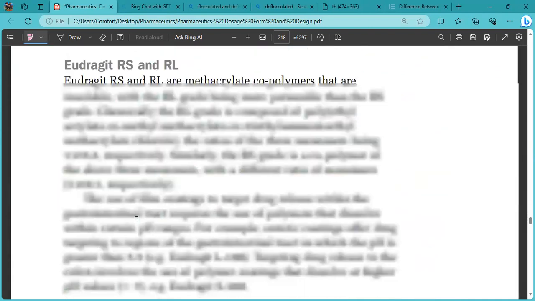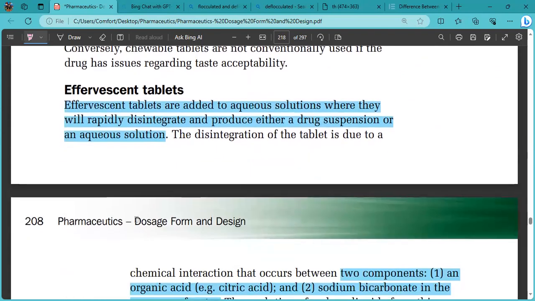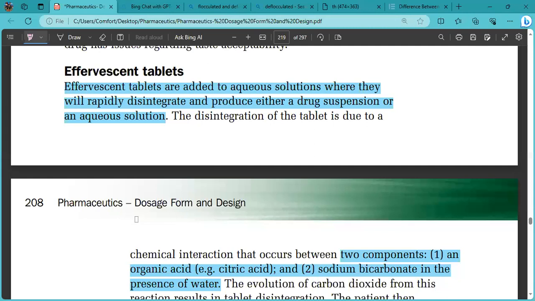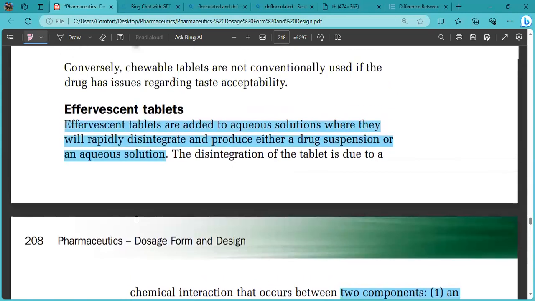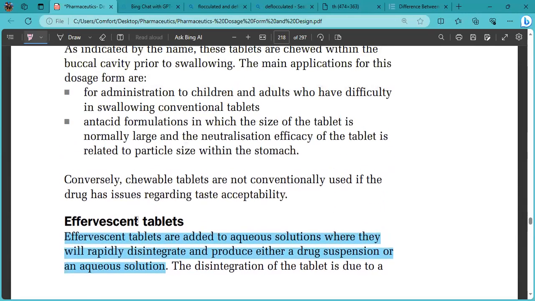So basically that's it. And then the other type of tablets that are of note or interest are the effervescent tablets. What happens to these tablets is you get the tablet, you add it to water, and then it basically just disintegrates on its own, dissolves, and produces these bubbles.